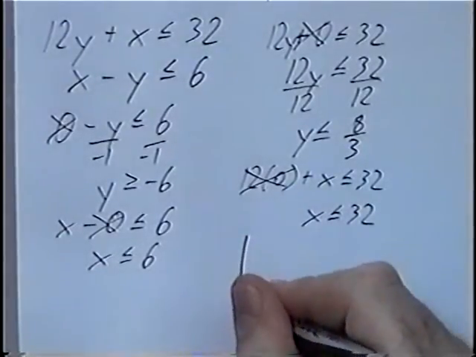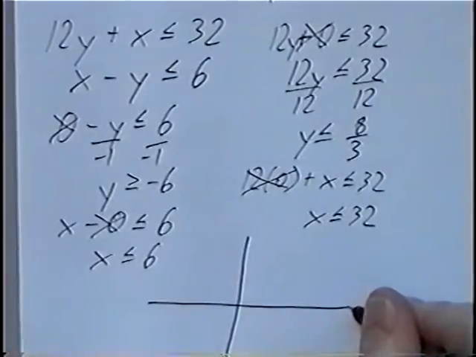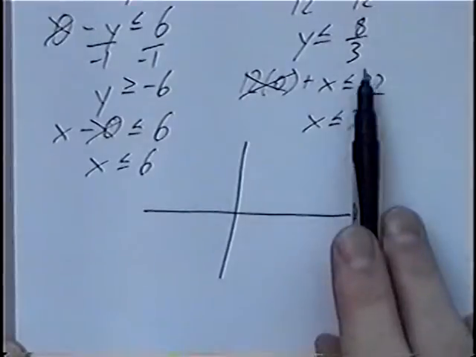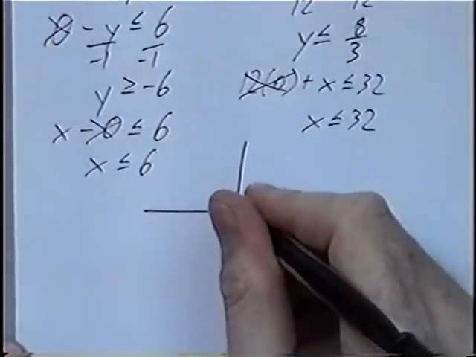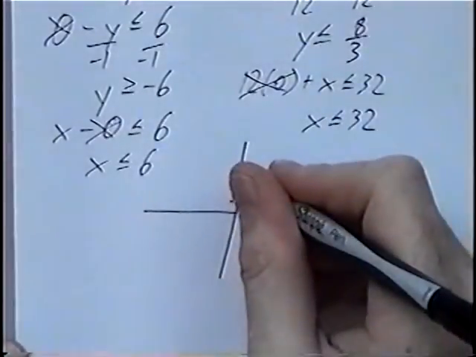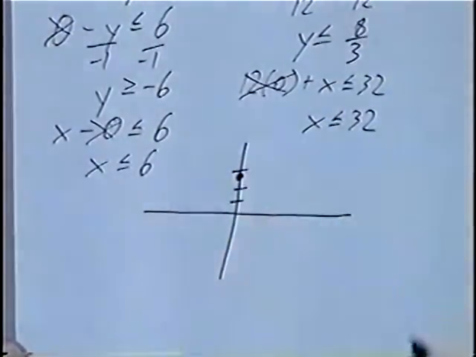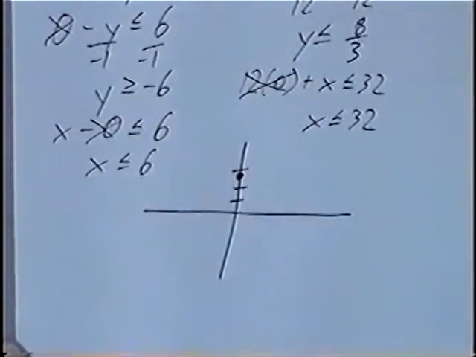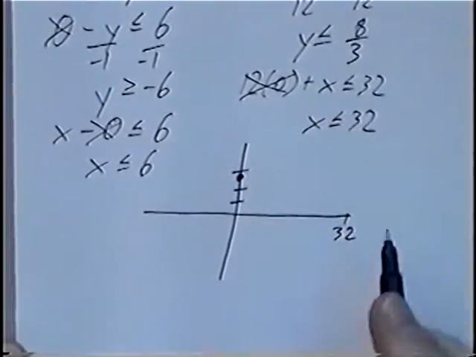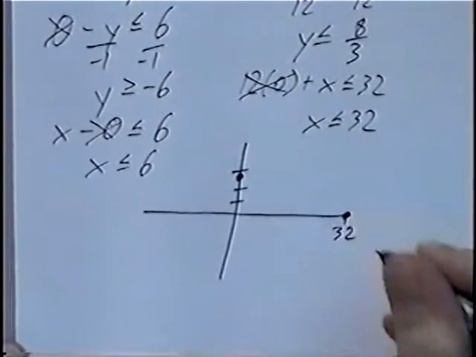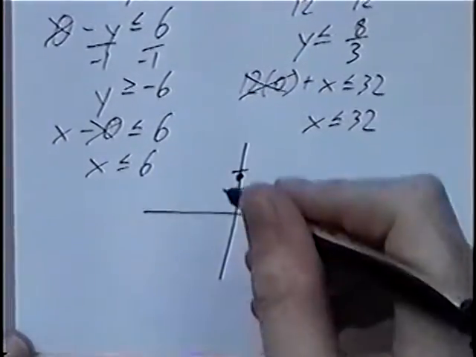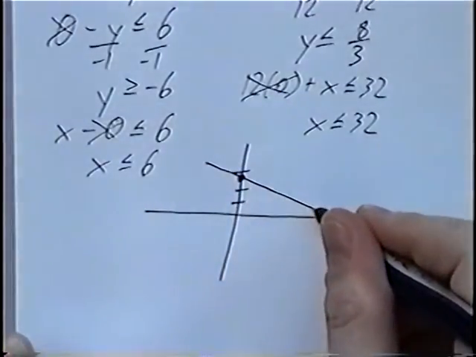Graphing this equation. The first inequality, the y-intercept was 8 over 3. 8 over 3 is the same as 2 and 2/3, so a little bit less than 3. And x is less than or equal to 32. If we go out to x is 32, the intercept would be at 32. This inequality was originally less than or equal to, so it will be a solid line.